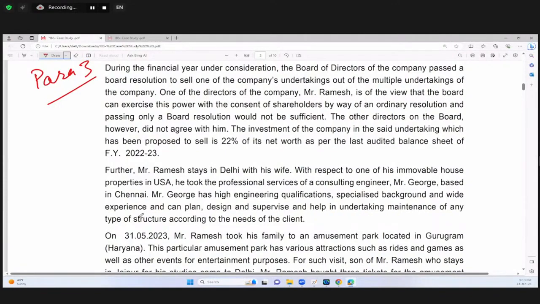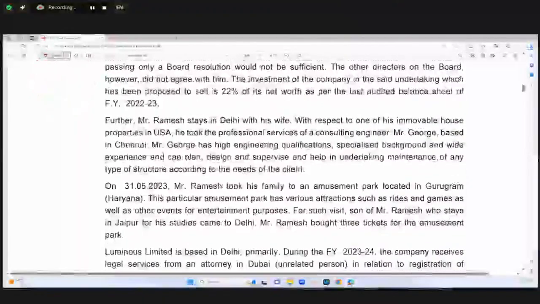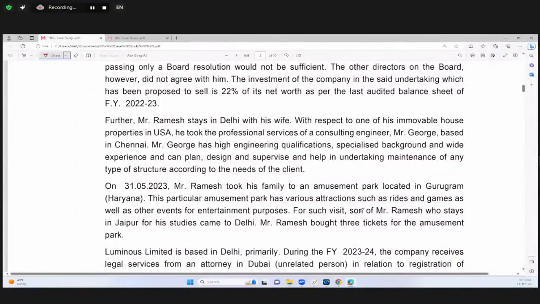He took the professional services of a consulting engineer, Mr. George बेस। अब उसने सर्विसेज ले ली तो हमारा इमीडिएटली दिमाग कहाँ चला गया, हमारा दिमाग वहां पे जीएसटी पे चला गया। सर्विस ले ली बिकॉज उसने मिस्टर जॉर्ज की सर्विस ले ली जो कि चेन्नई में रहते हैं, based out in Chennai। Mr.